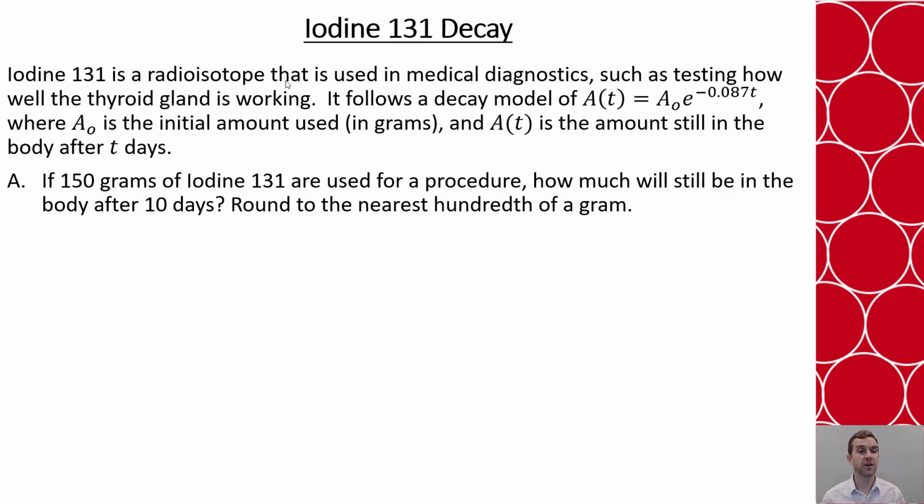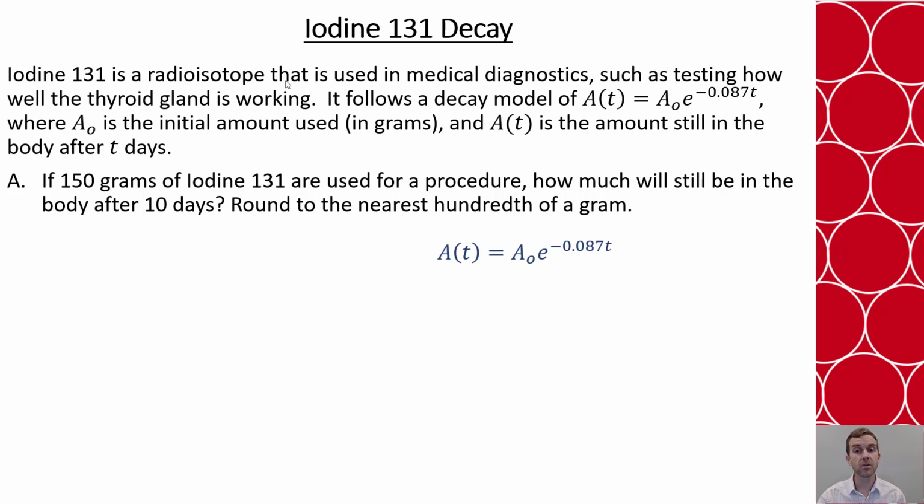So say that if 151 grams of iodine 131 are used for a procedure, how much will still be in the body after 10 days? And we're going to round to the nearest hundredth of a gram. So there's a lot of information there. Let's take it one piece at a time and collect all our information.